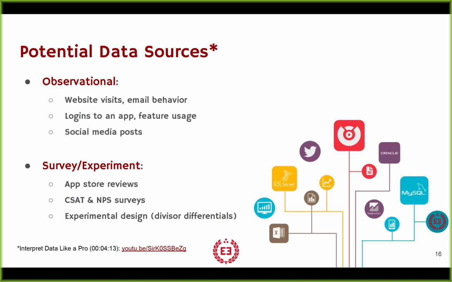Did it come from survey? Did it come from observation? Or did it come from experimentation? And so if you'll see, I've got some data under observation, but then I have survey and experiment together.